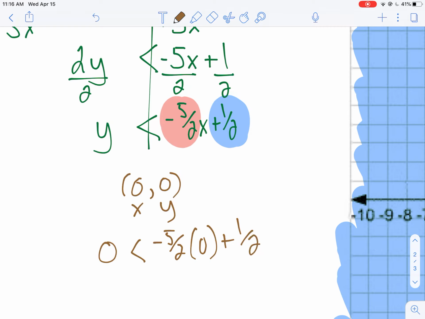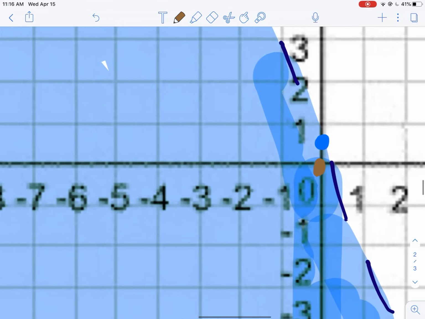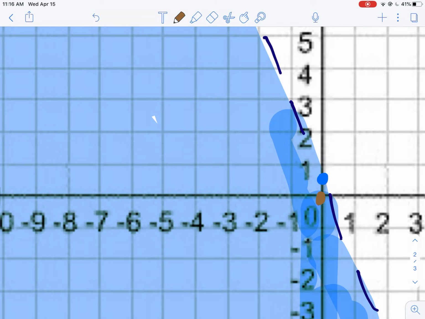Solve it out. Negative 5 halves times 0 gives me 0. Plus 1 half gives me 1 half. Is 1 half greater than 0? Yes. That's good. That means that 0, 0 would be a solution to this. So that means wherever 0, 0 is, whatever side that is on this line, I shade everything over there in.